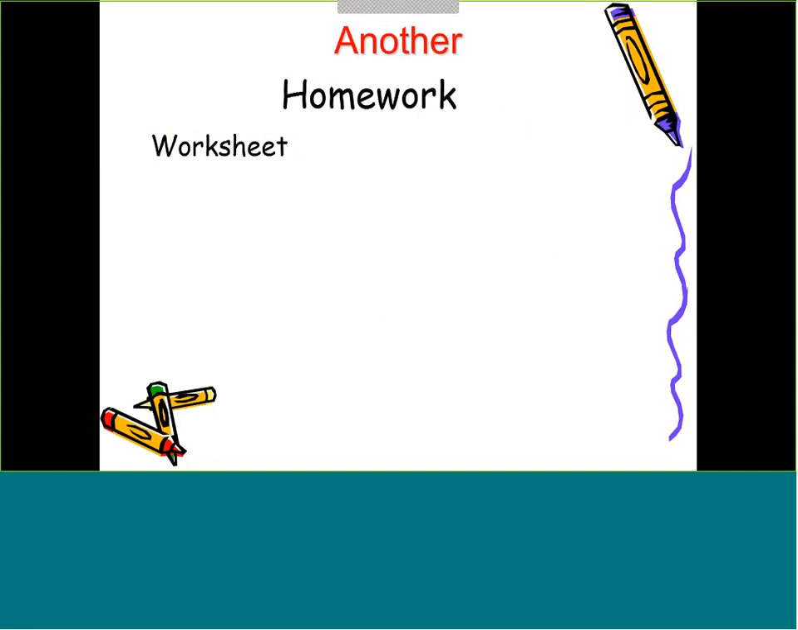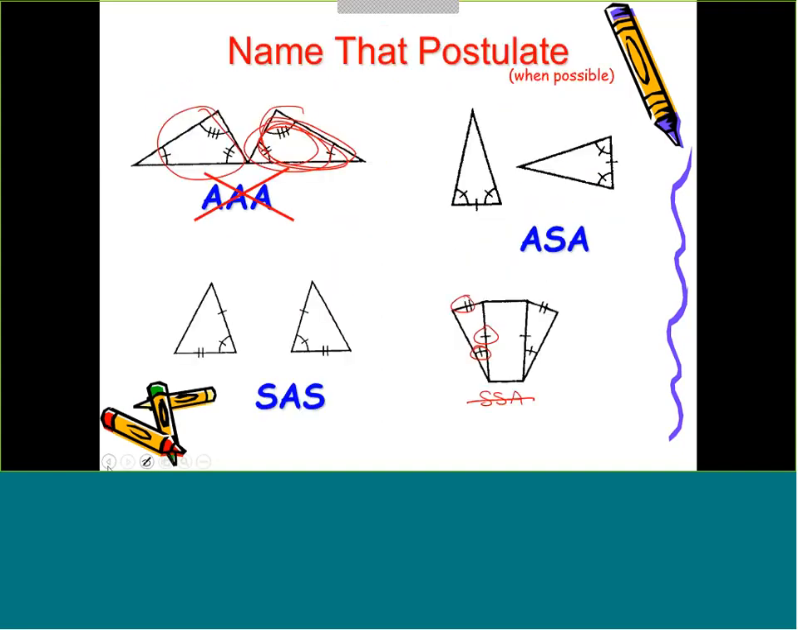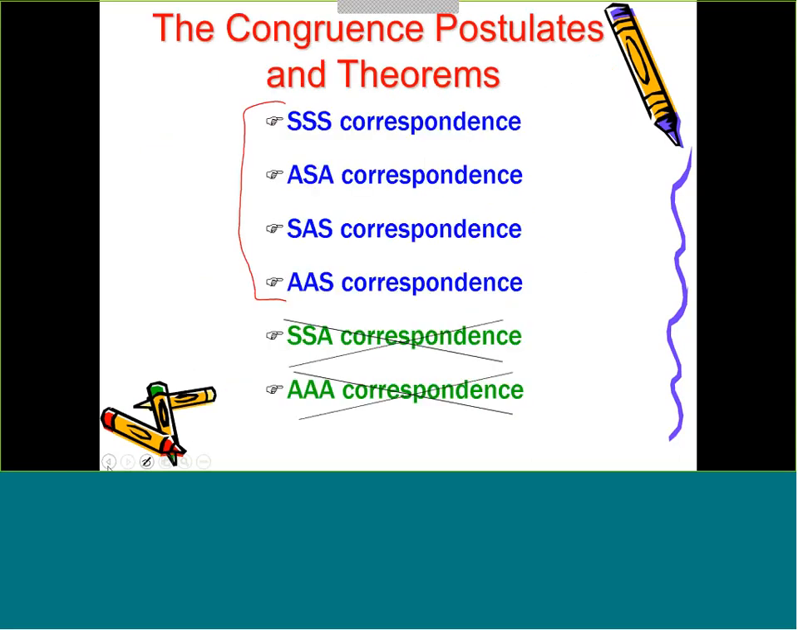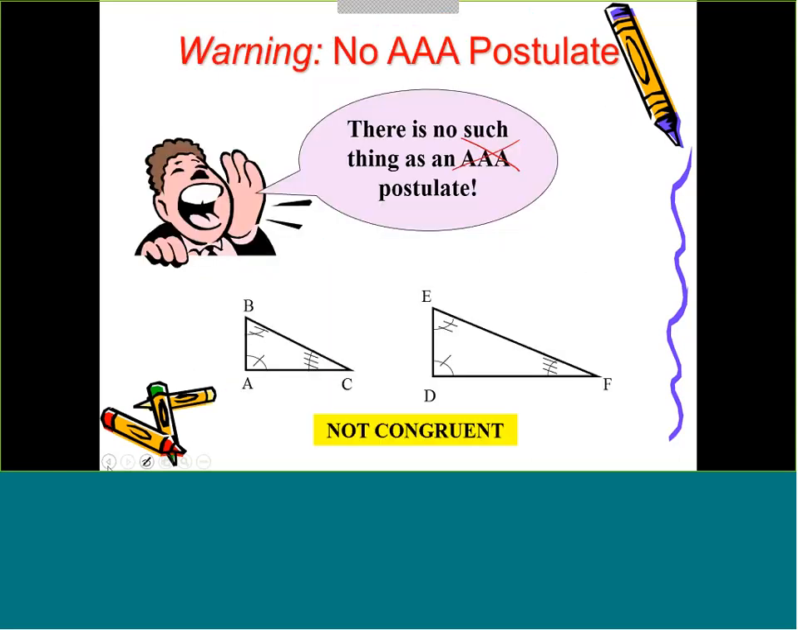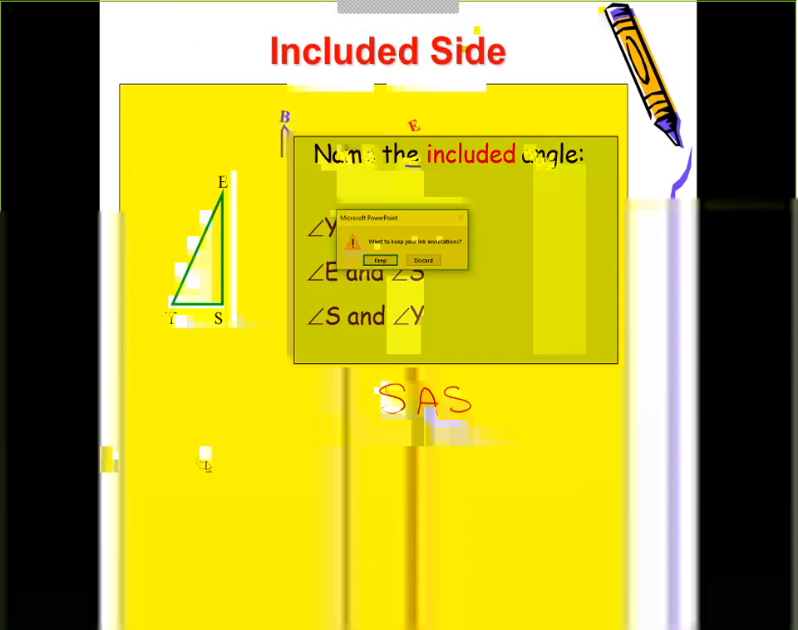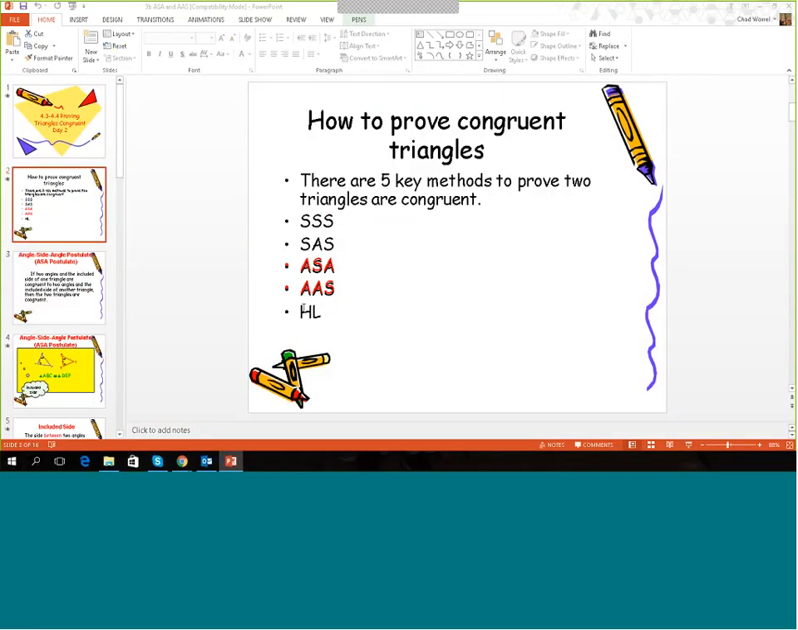All right, and that completes this section. We still haven't talked about the fifth one, the hypotenuse leg. So this one was just angle, side, angle, and angle, angle, side. But we still need to discuss this hypotenuse leg.